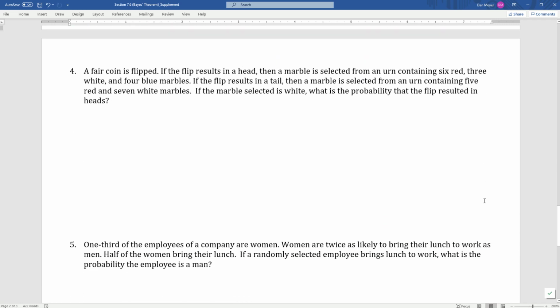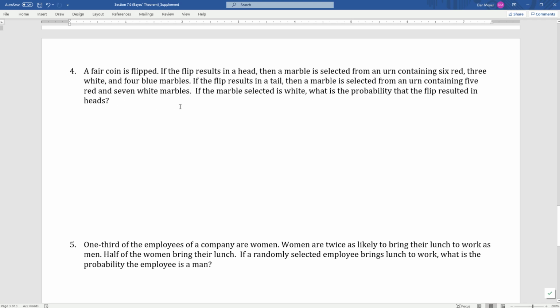On to number 4, we have a fair coin being flipped. If the flip results in a head, then a marble is selected from an urn containing 6 red, 3 white, and 4 blue marbles. If the flip results in a tail, then a marble is selected from an urn containing 5 red and 7 white marbles. So there's different urns. If the marble selected is white, what is the probability that the flip resulted in heads?